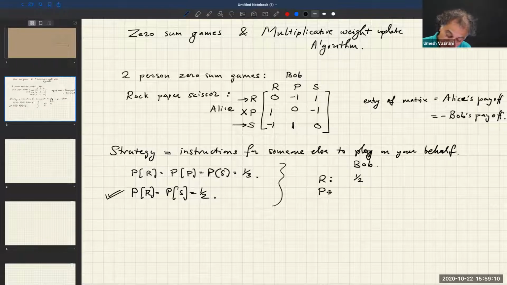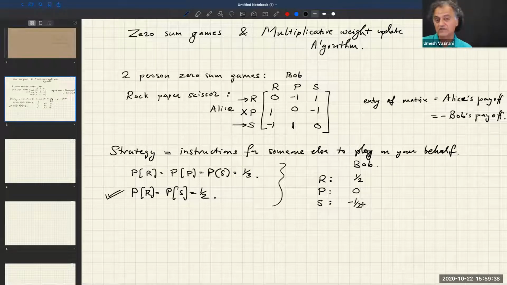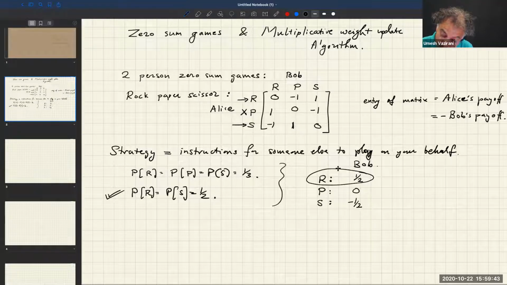If Bob plays paper, then the payoff is 50% -1, 50% 1, so it's 0. And with scissors, the payoff is, again, with probability 1/2, Alice wins 1, and so Bob loses 1. And with probability 1/2, 0. So the payoff is -1/2 for Bob. So clearly, if you're in Bob's role, what you would do is you play rock.